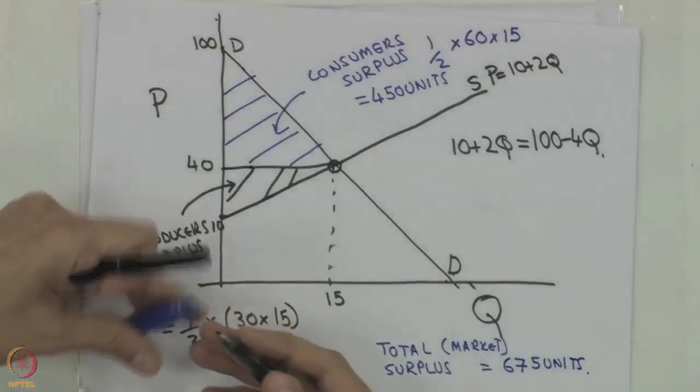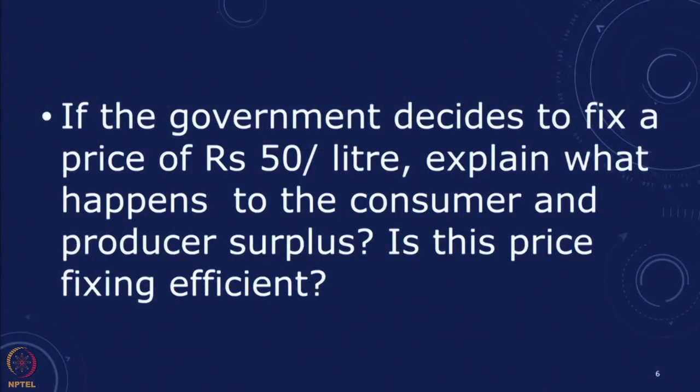So we have solved this, we've got the equilibrium point and we've got the total surplus, we've got consumer and the producer surplus. Now the question is that if the government decides to fix a price of, let's say, rupees 50 per liter, explain what happens to the consumer and producer surplus. Is this price fixing efficient from an economic viewpoint?